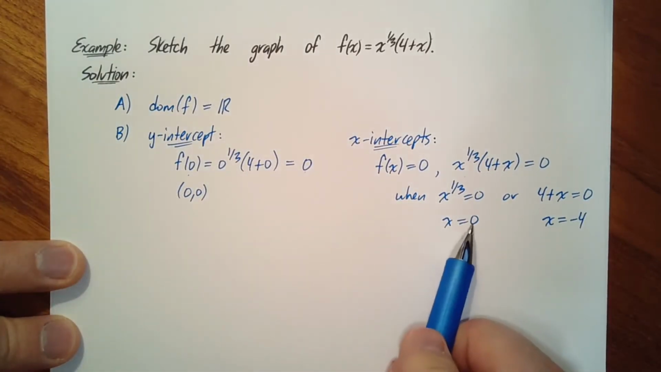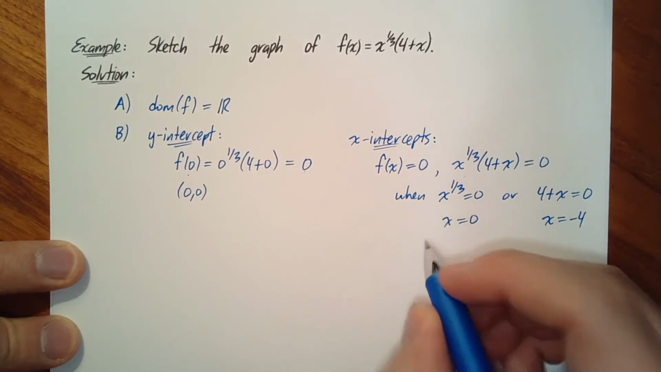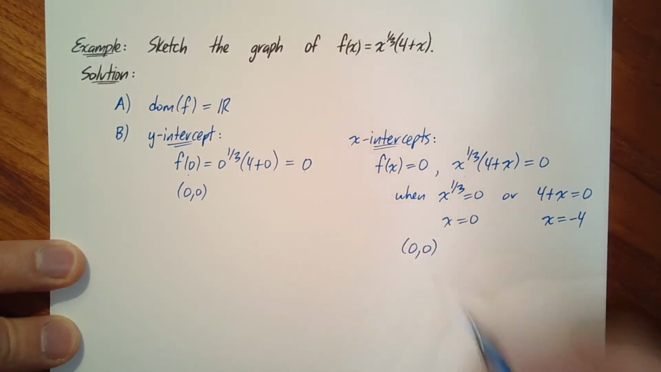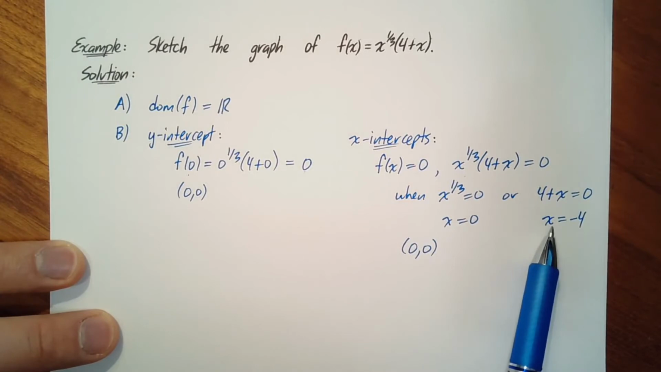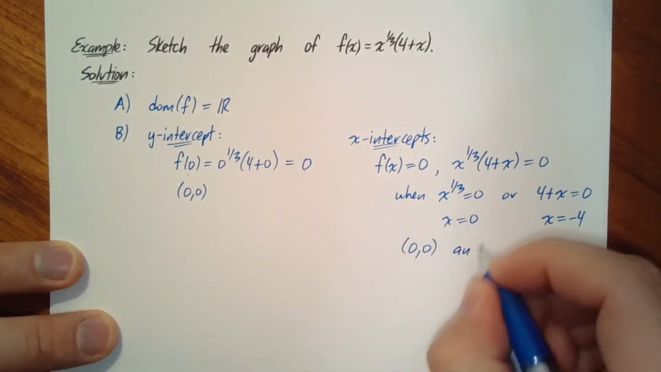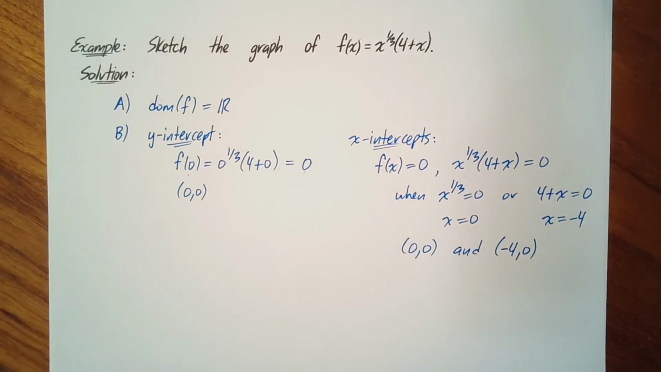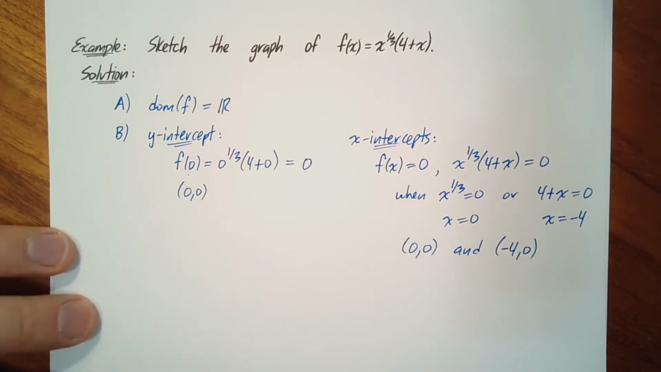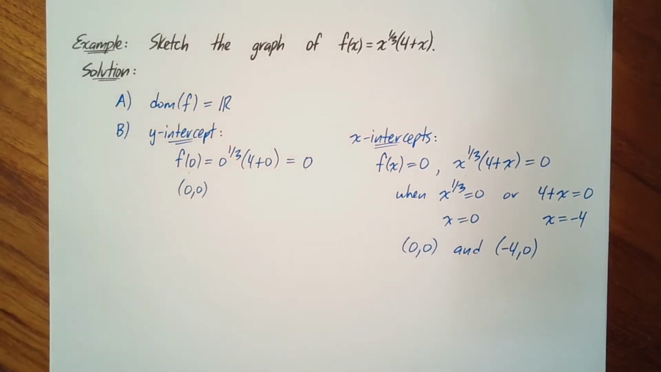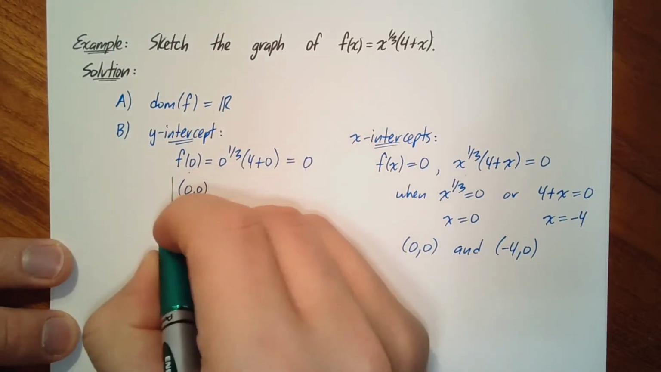So x equals 0 really corresponds to the point (0, 0). And then x equals -4 corresponds to the point (-4, 0). So really, here are the intercepts. I'll just put a box around them to make them stand out.